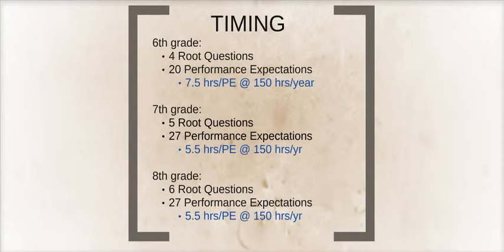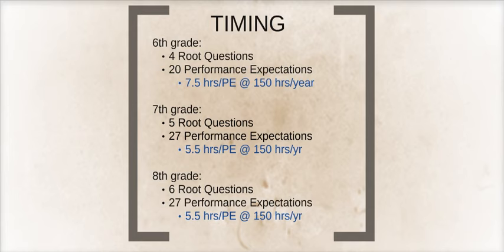Okay, and then the last main question here, I hit the 30-minute mark on this video, and I tried to make it short, so I'm going to hurry. The last question is, do we have enough time for all this stuff? I wanted to give you a quick look at what the time frames look like when you're planning for instruction. Currently, 6th grade has 4 root questions, 20 performance expectations spread across those. So that's about 7.5 hours per performance expectation in class.